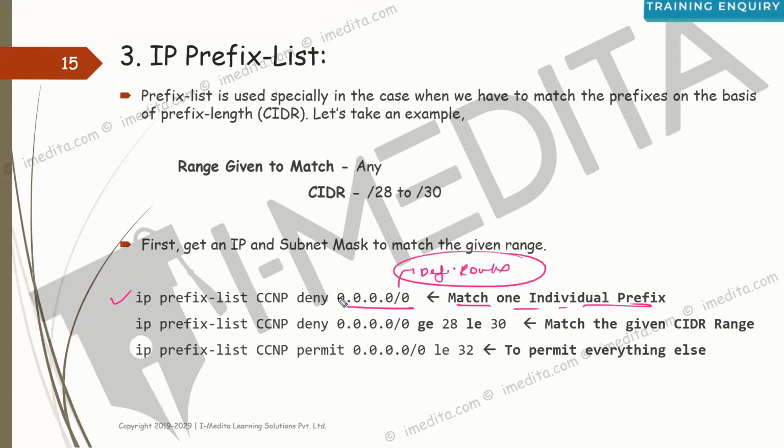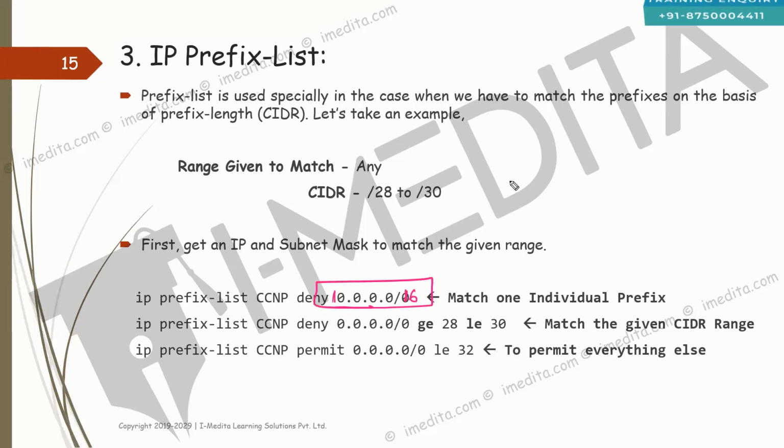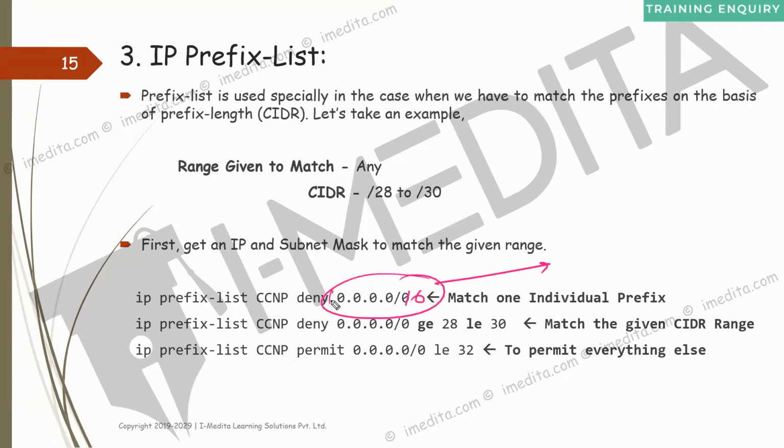If it was, let's say, 10.0.0.0/16, it was not a range. It is not from 10.0.0.0 to 10.255.255.255. It is not a range. It is exactly this prefix, 10.0.0.0/16. If you have this route in your routing table, it will be denied.